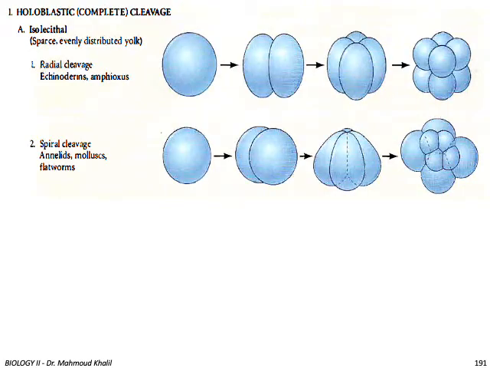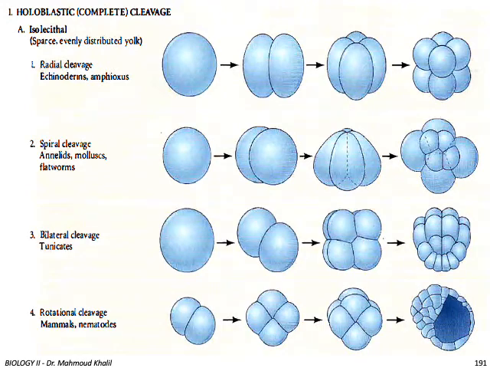You can see here the types of holoblastic cleavage. In the case of the isolecithal egg, you can see radial cleavage, then spiral cleavage as in annelids, mollusks, and flatworms, then bilateral cleavage, and then rotational cleavage. So there are different patterns of cleavage for each type of organism, but all of them share two important features. First, they are isolecithal, meaning the yolk is sparse and evenly distributed. And second, the egg is divided wholly, not just a part of the egg. The whole egg is cleaved.